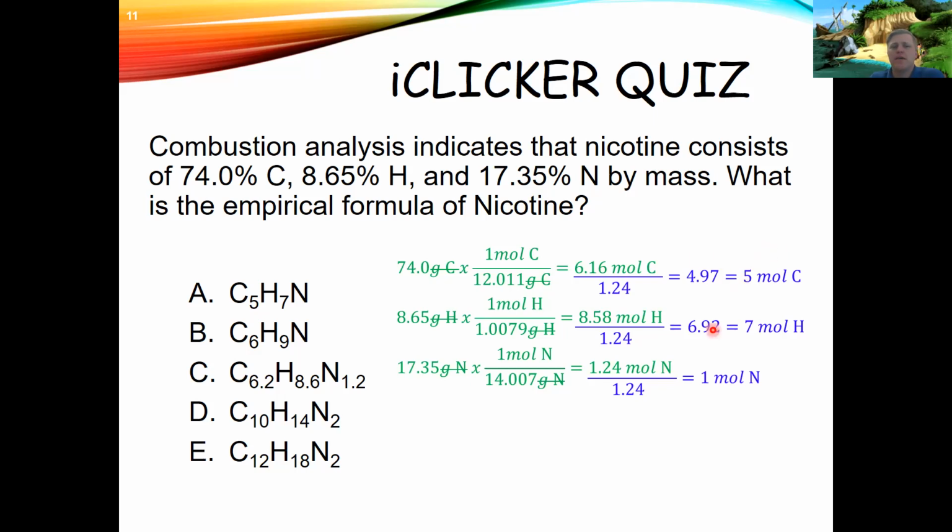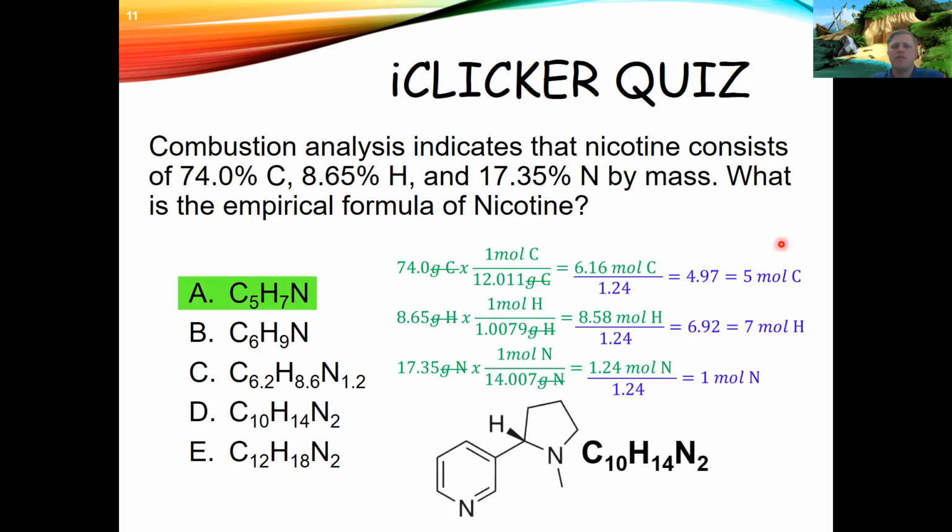So why would these not be whole numbers? Well, usually just due to experimental error, some imprecision in the measurements that didn't get us the exact right value. But here now we can see that we have 1 mole of nitrogen, 7 moles of hydrogen, 5 moles of carbon. So the answer you should have got was A. So C5H7N.